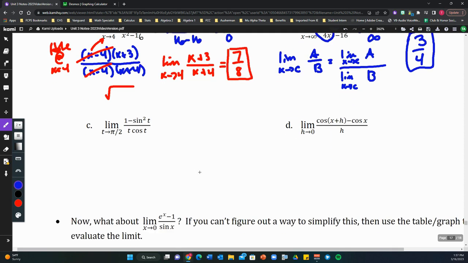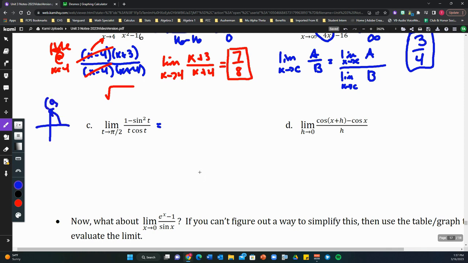All right, now for the third one. Not a limit at infinity, so this time t is going to approach pi over 2. And again, I've got trig functions, that's why we have pi's mixed in here. But we should always still try our direct substitution first. So pi over 2, again, that is on our unit circle, that is up top.